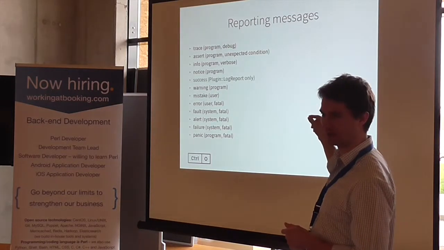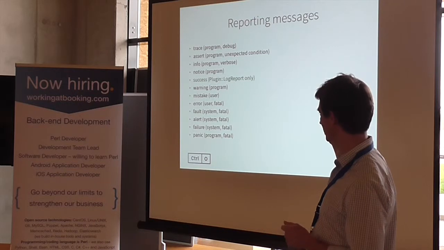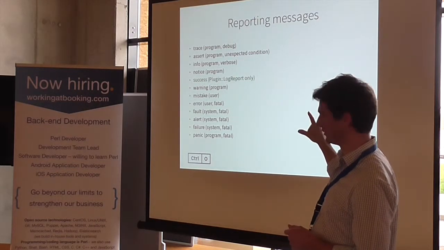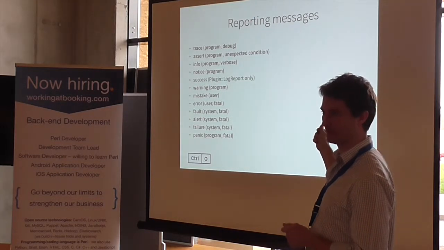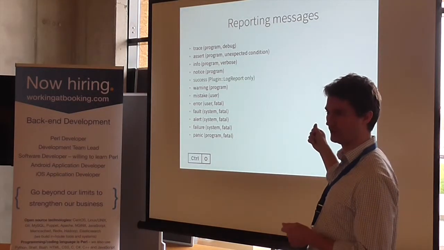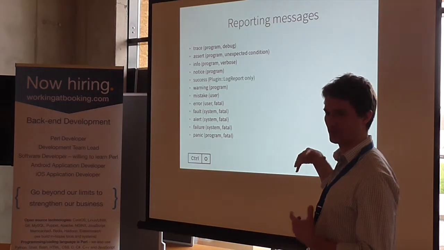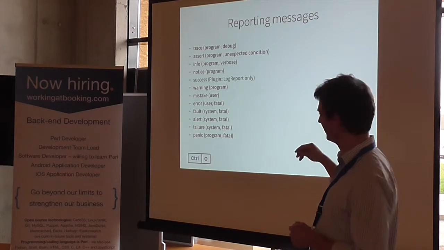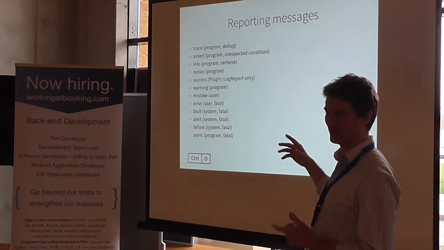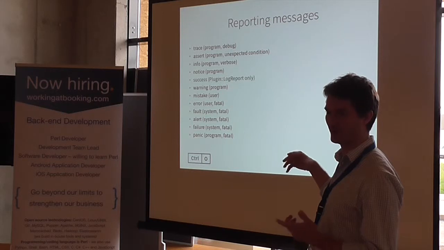Warning and mistake sort of go hand in hand to say something's possibly gone wrong, but it's not fatal. And then the other two that I mainly use are error, which is a fatal condition, but it's a user fatal condition, so it's not something I personally as a sysadmin would be bothered about, but it's still fatal. And panic, which is where it's fatal, but actually it's something that's gone wrong that I do want to know about.